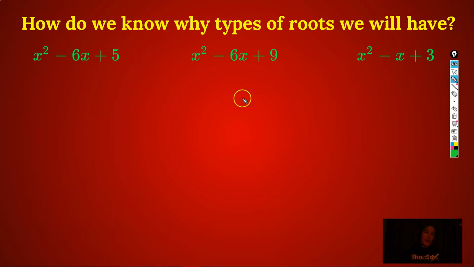And that'll tell you everything you need to know. But suppose you don't have a graph, what we can also look at that's going to tell us this information without solving it out completely is the discriminant. So as a review, the discriminant is everything that's under the square root in the quadratic formula. So it's your b squared minus 4ac.